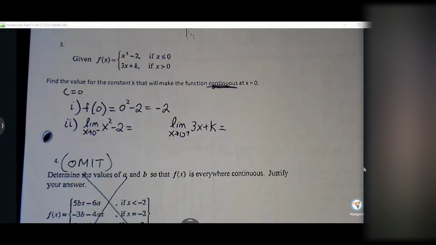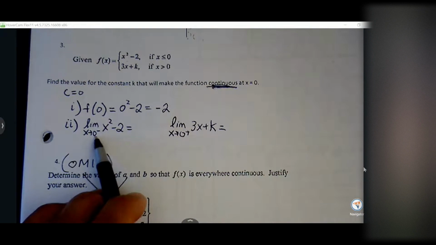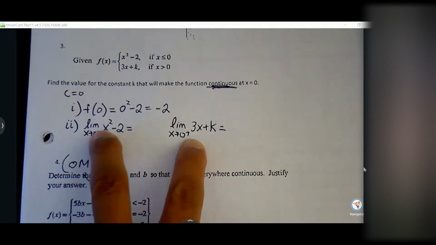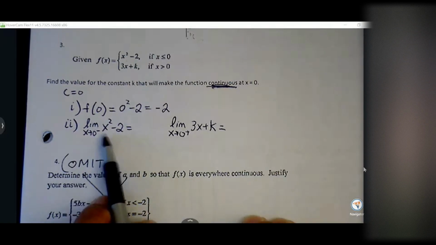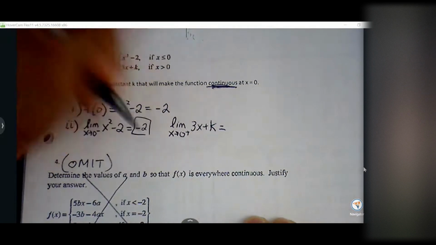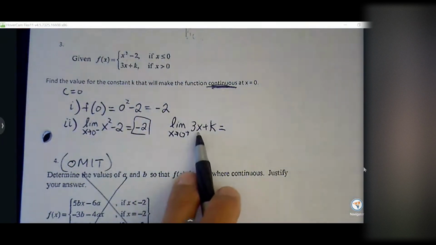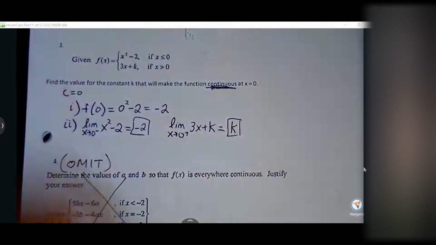Next step, we're going to evaluate each of our one-sided limits. Again, it's always the whole number first, right? We're not going to do any decimals here. The notation is just to help us determine which piecewise to choose and also to show that we are doing a one-sided limit. So 0 for x, we get 0 squared minus 2, which is negative 2. Insert 0 in for x, we get 0 plus k, which is k.